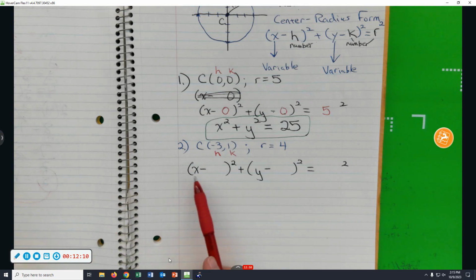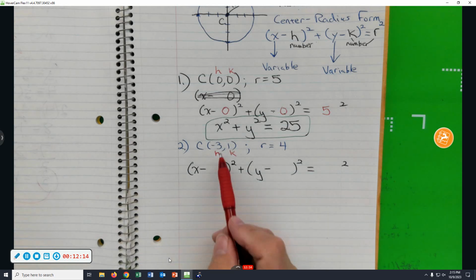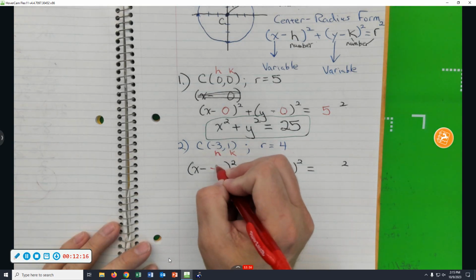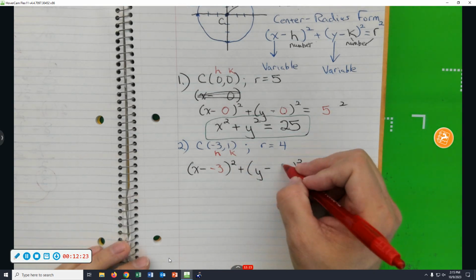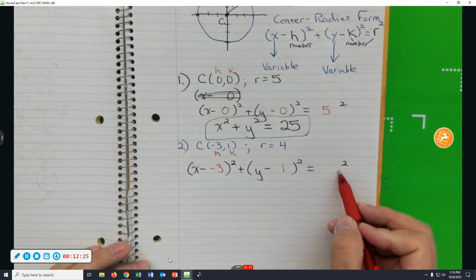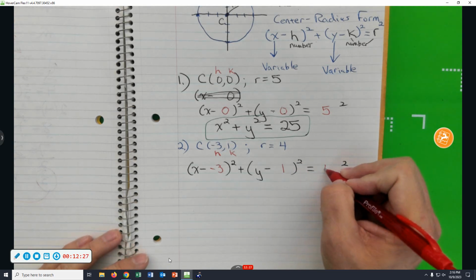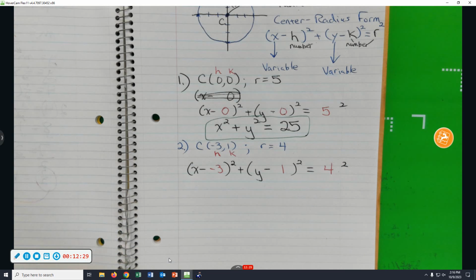What's going to go after the x minus? The H value is -3. Good. What's going to go after the y minus? That +1. What's going to be squared here? 4. And this problem is going to illustrate something that's very important.